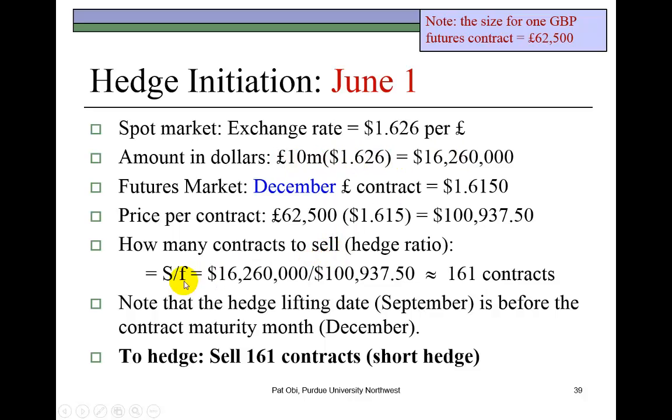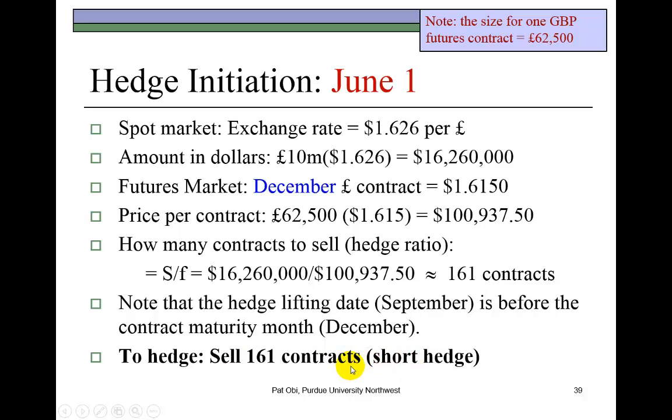This is S over F, which is your spot position divided by the futures contract price. Spot refers to the current value of your assets, which is 16.26 million. So your 10 million British pounds is worth $16.26 million right now. That's what you see here. So you divide it by the contract price to get the approximate number of contracts. Again, you have to round up or round down. So to hedge, therefore, you're going to sell 161 contracts.